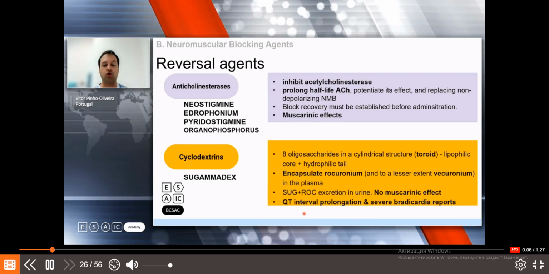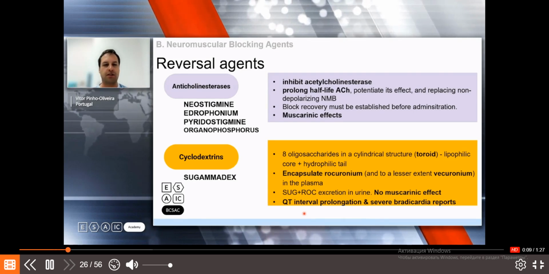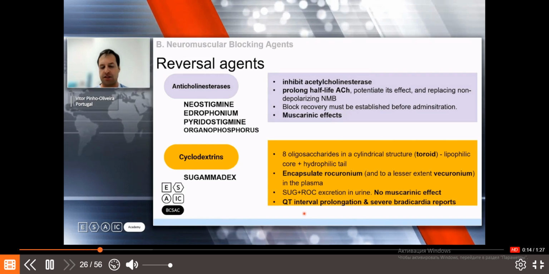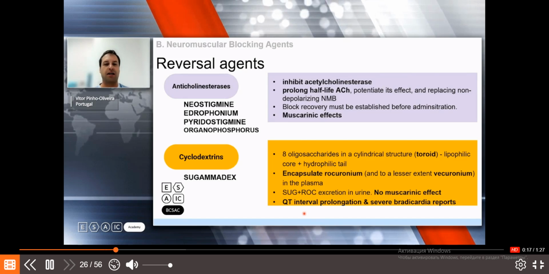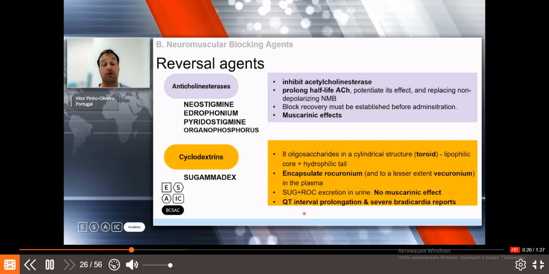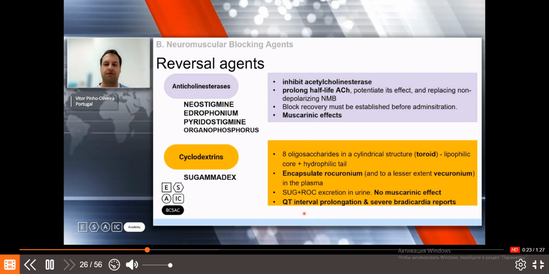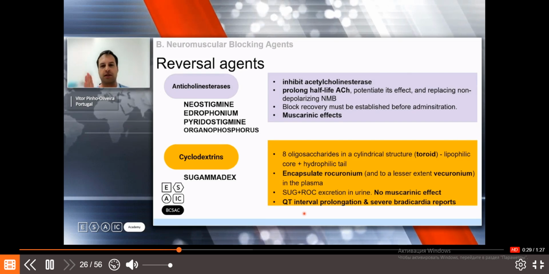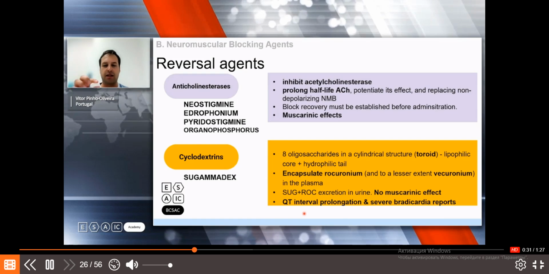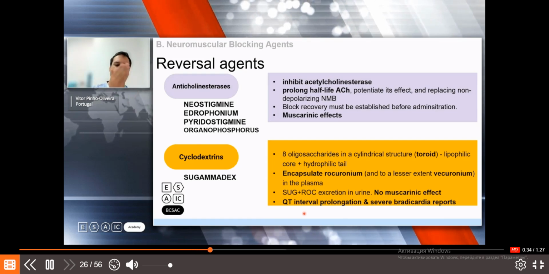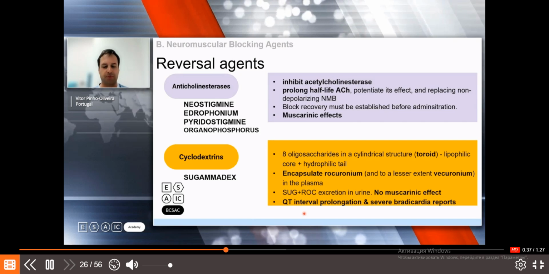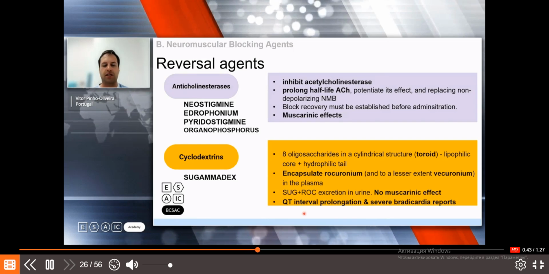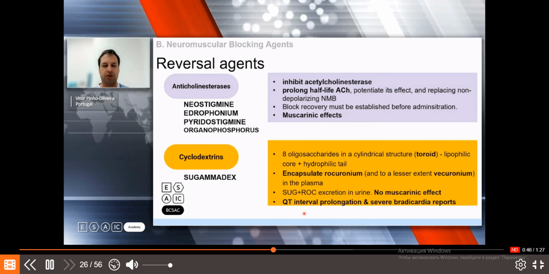The most ancient are the inhibitors of the acetylcholinesterases, neostigmine and edrophonium. They inhibit the acetylcholinesterases. It prolongs the half-life of the acetylcholine, potentiating its effect and replacing the non-depolarizing neuromuscular blocker as acetylcholine increases in the synaptic cleft. Block recovery must be established before administration of either neostigmine or edrophonium, and they have muscarinic side effects.